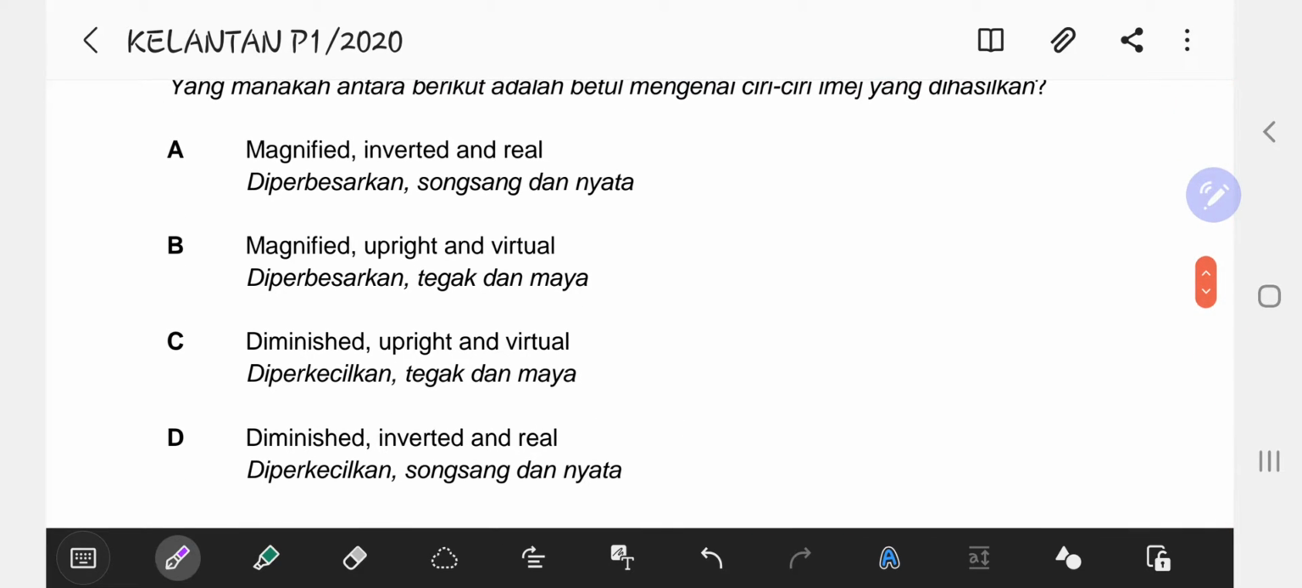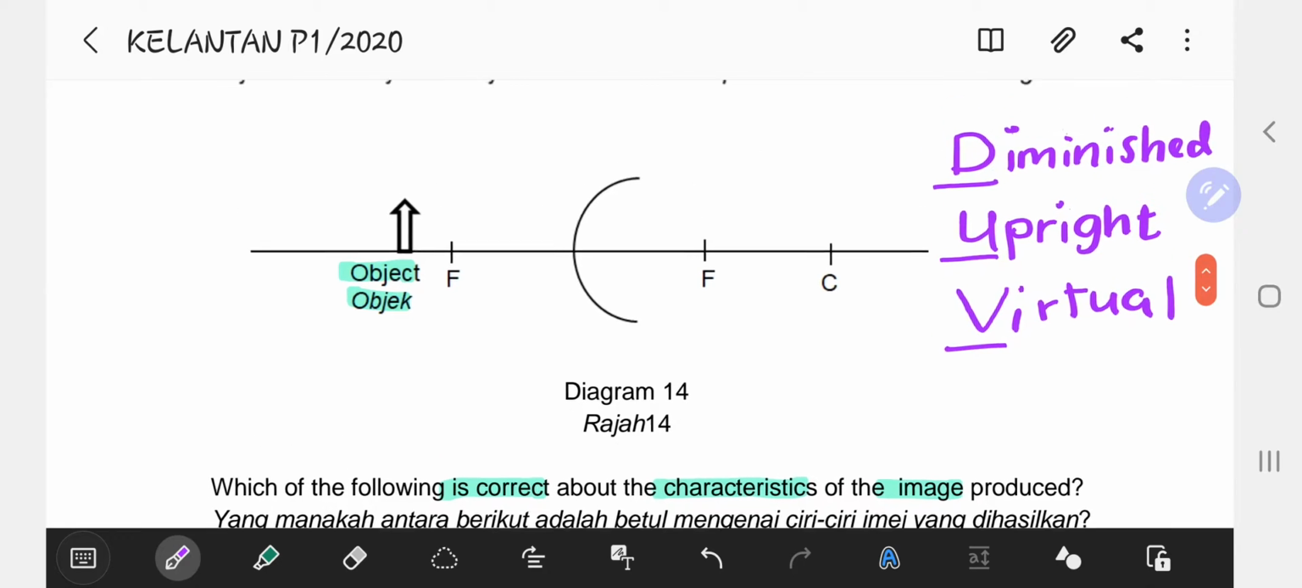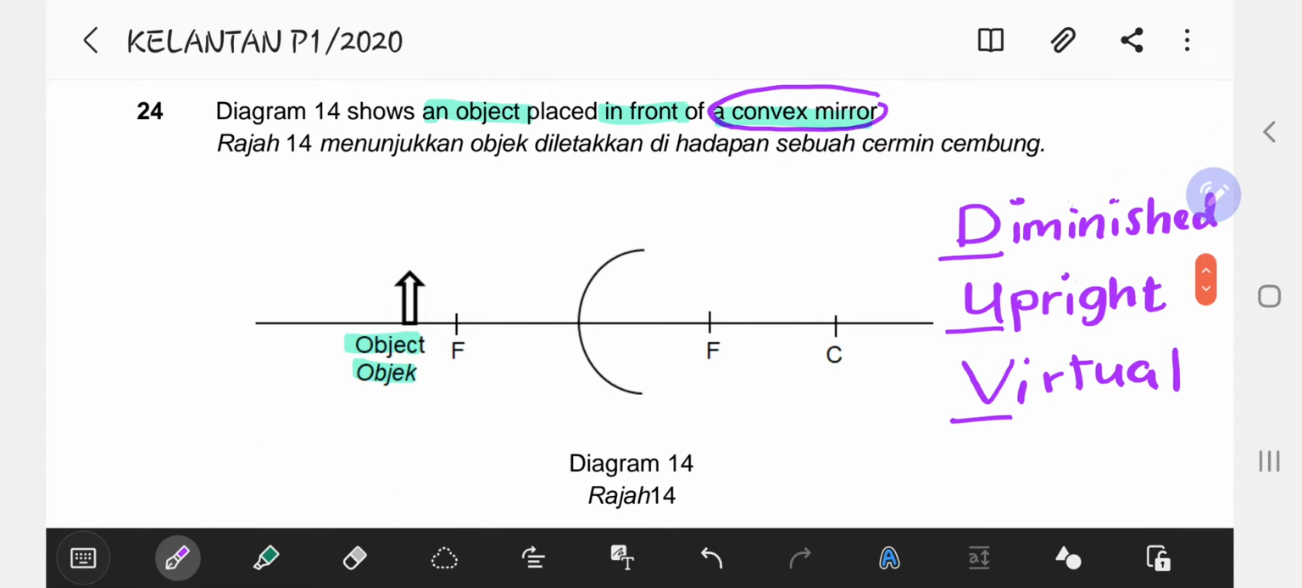So look at the answer. Where is DUV? Okay, C, right? Diminished, upright, virtual. Diperkecil, kecil, tegak, maya, right? Now, how to draw the ray diagram? Drawing the ray diagram is very important.